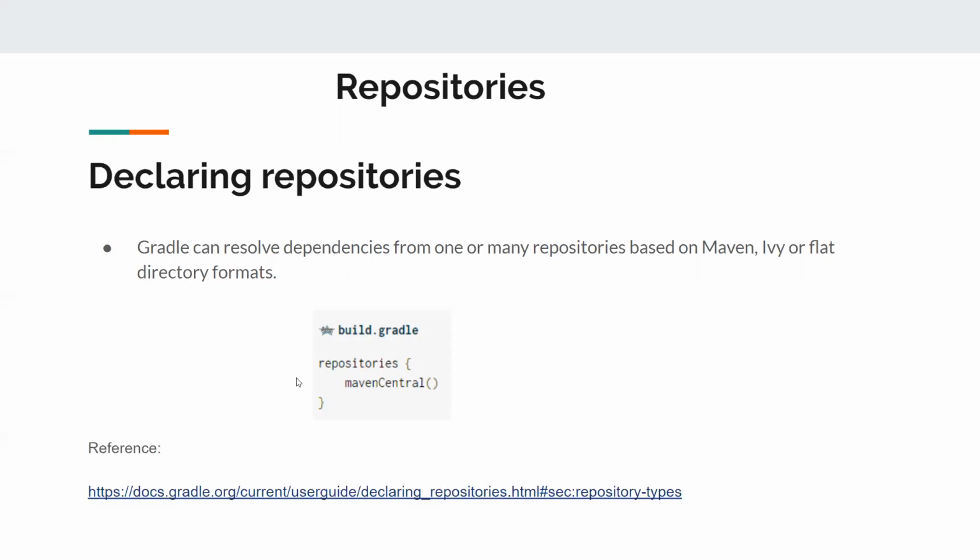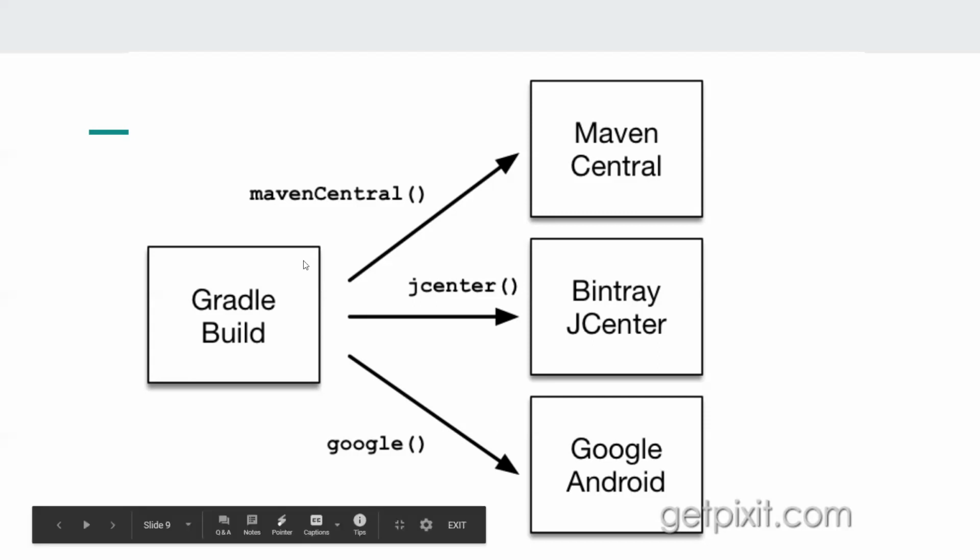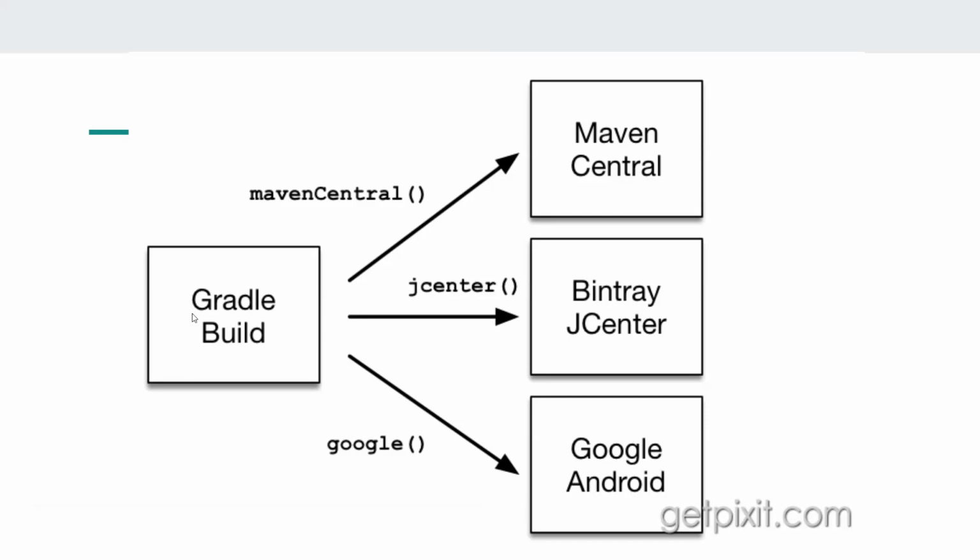Here, Gradle repositories can resolve dependencies from Maven, Ivy, and JCenter repositories. A Gradle build can resolve dependencies from Maven Central, Bintray, JCenter, and Google Android. These things can be resolved. Even our local repositories can be configured with Gradle to resolve the dependencies.